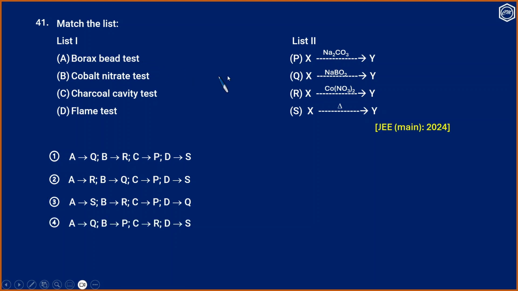In borax bead test, sodium metaborate is formed. When borax is heated, it is converted to sodium metaborate. So A should correspond to Q. Cobalt nitrate test uses cobalt nitrate. So B should correspond to R. In charcoal cavity test, we heat the salt with sodium carbonate. So C should correspond to P. And in flame test, we heat the substance. So D corresponds to S. So therefore the first option is the correct option.